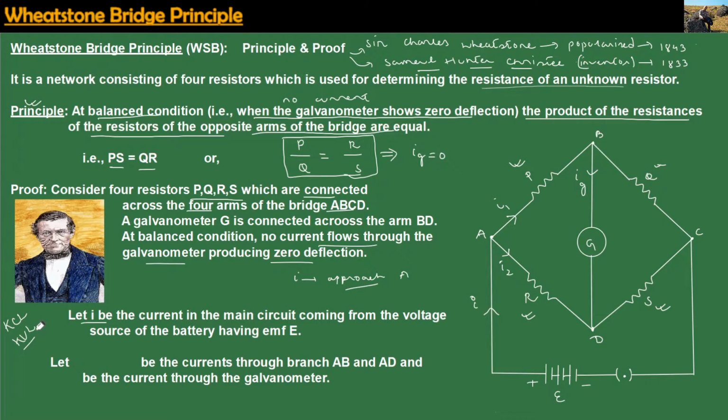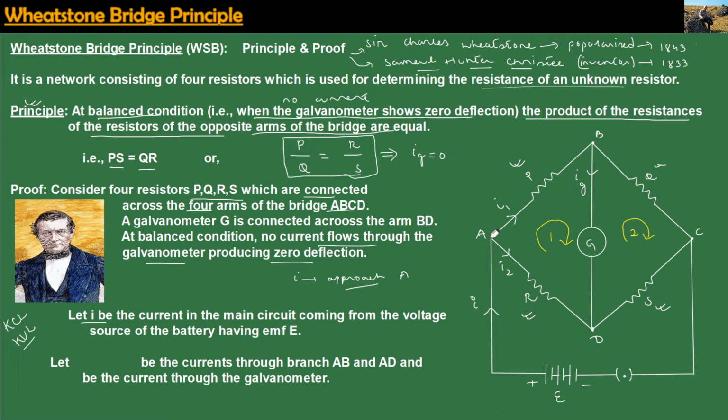Kirchhoff's voltage law. So from here, let us consider loop A, B, D, A, and loop B, C, D, B. We will apply Kirchhoff's laws to find out the voltage drop across all those resistors. In loop A, B, D, A, we will consider this as the first loop, and loop B, C, D, B we will consider as the second loop.